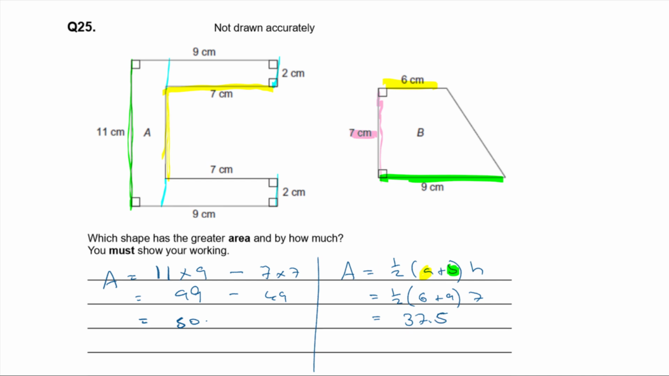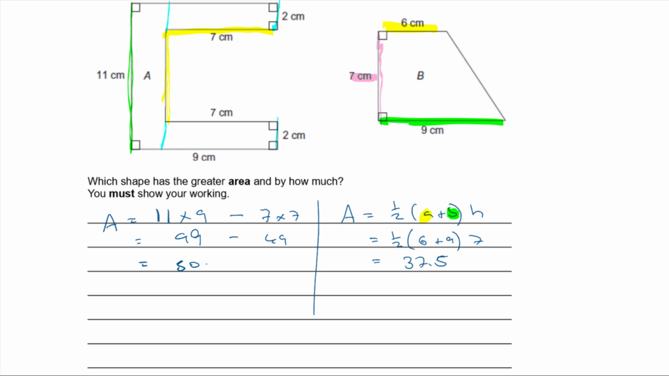So which is bigger? The shape on the left is bigger. The first shape is bigger by, and then how much is it bigger though? I need to do 50 minus 37.5, so the difference is 12.5. So the first shape is bigger by 12.5 square centimetres.